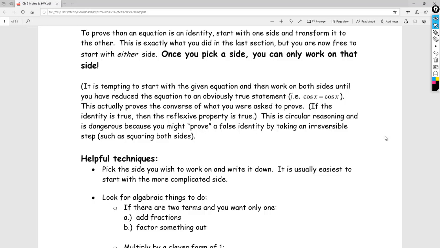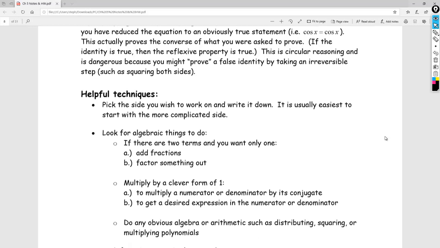It can be really tempting to manipulate both sides of your equation, but it's really easy to kind of break math, do something stupid, and then you just end up with a bad proof. So just be careful about that. It's always going to work if you only manipulate one side. And that's kind of the fun of it. That's kind of the puzzle.